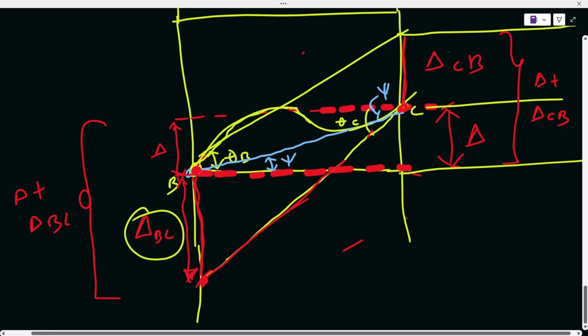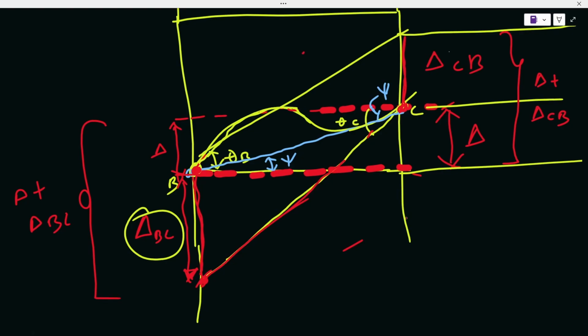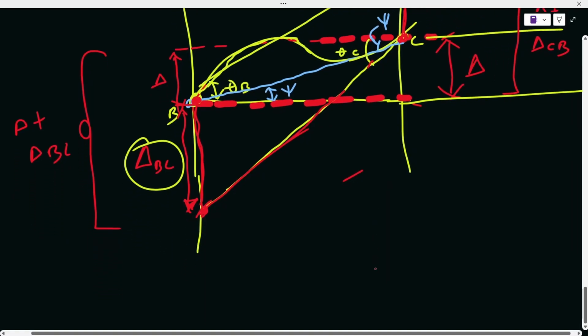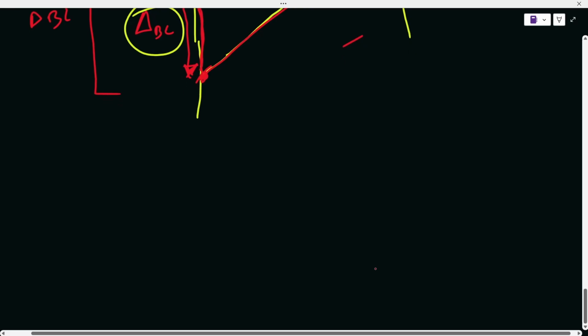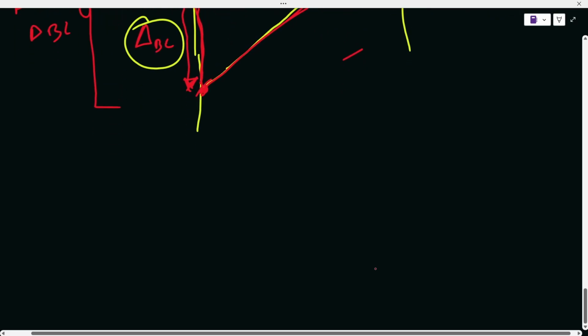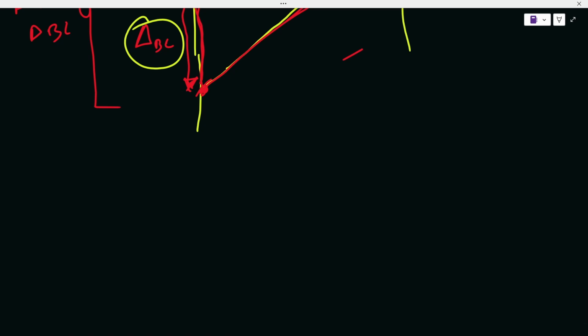Now, having established this, there's something we need to know. There's a law called the law of superposition in structural analysis.